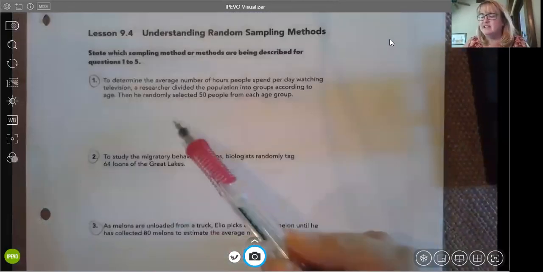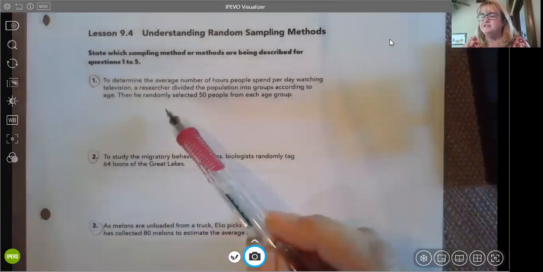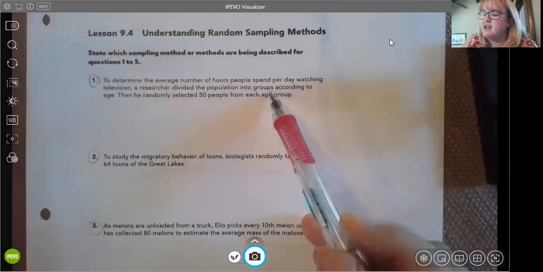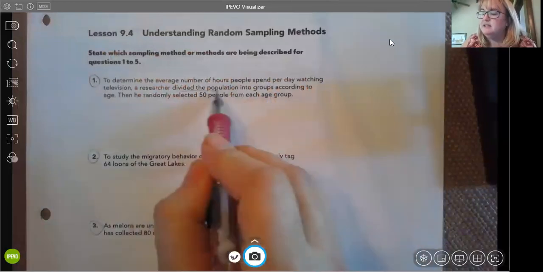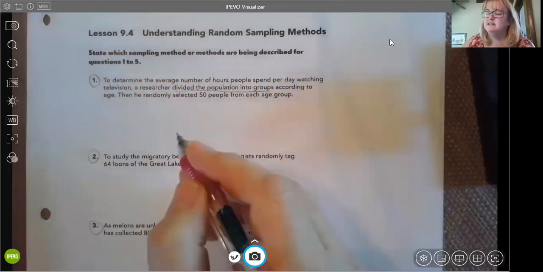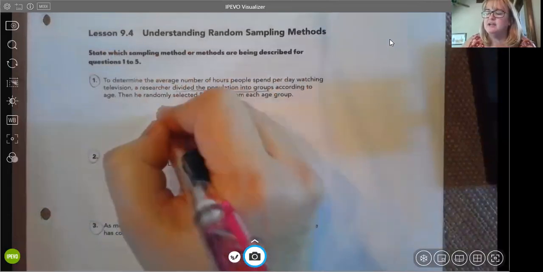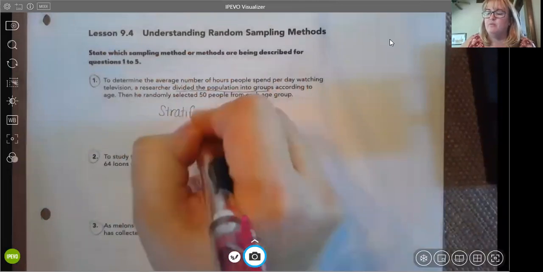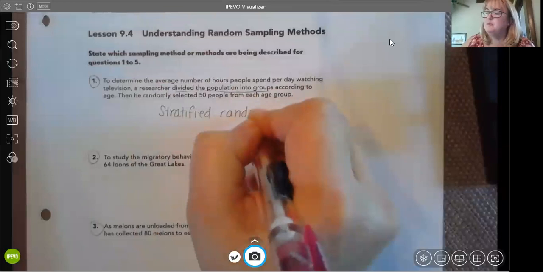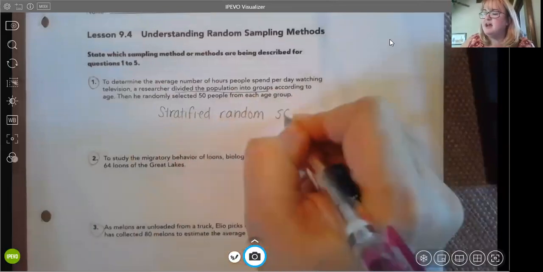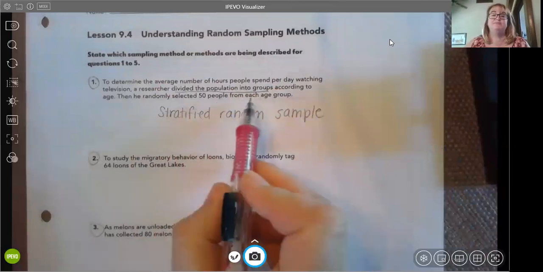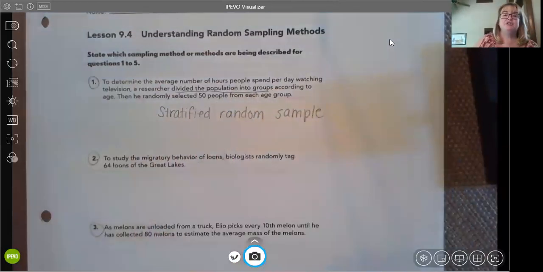So let's read this again. A researcher divided the population into groups. There's your clue, divided it into groups, and then randomly selected. Do you remember which one that is? That is stratified. And why it is stratified random sample is because of that researcher dividing the population into groups according to age.